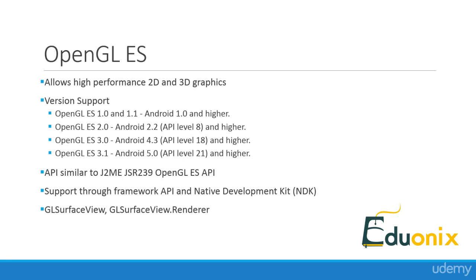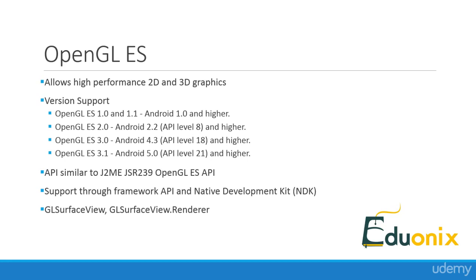OpenGL ES 1.0 and 1.1. This API specification is supported by Android 1.0 and higher. OpenGL ES 2.0. This API specification is supported by Android 2.2, API level 8 and higher. OpenGL ES 3.0. This API specification is supported by Android 4.3, API level 18 and higher. And OpenGL ES 3.1. This API specification is supported by Android 5.0, API level 21 and higher.